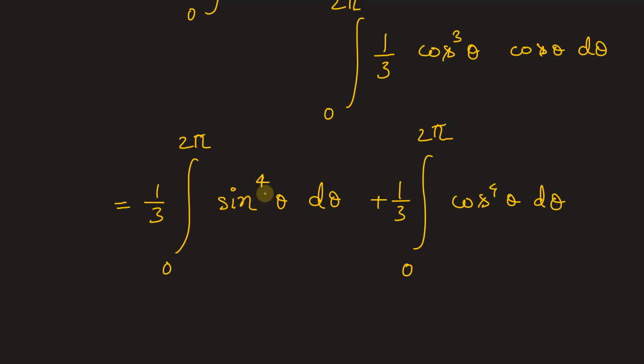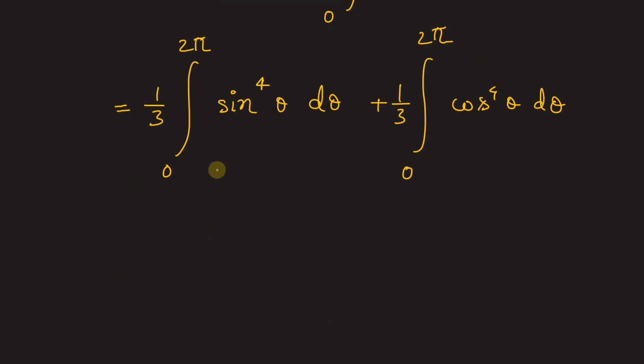Now to integrate sine to the power of 4 theta and cos to the power of 4 theta is very difficult, as it's a very long procedure actually. So in a definite integral, we can use the Wallis formula.